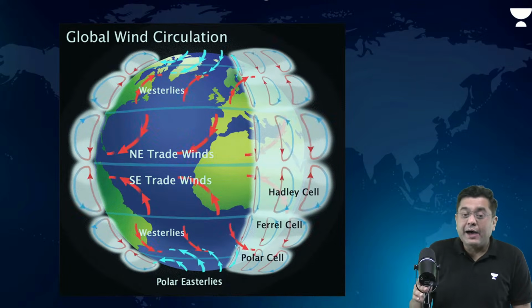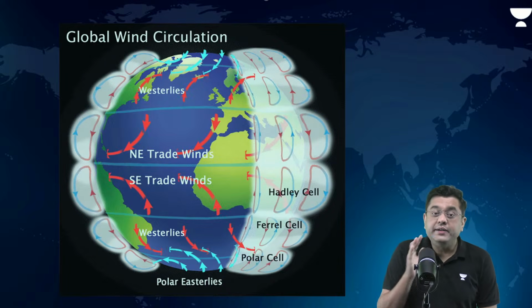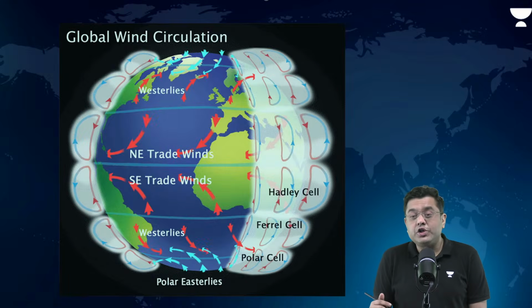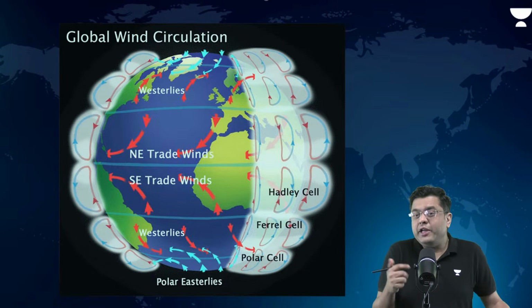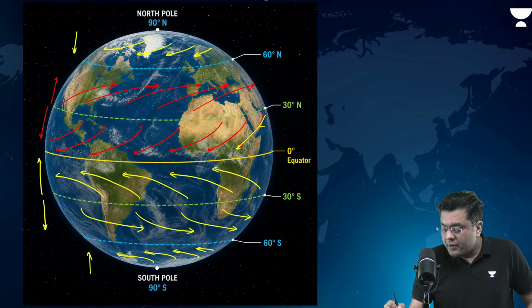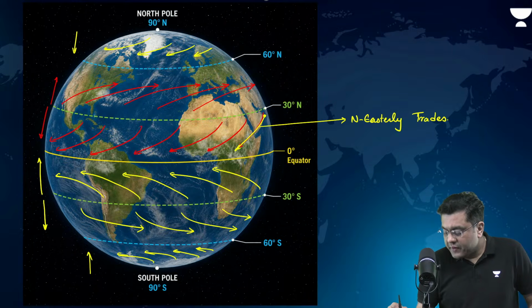Okay. Now, winds are always named based on the direction of where they originate. So these are known as, they originate from northeast, move to southwest, northeasterly trades. These are known as southeasterly trades.